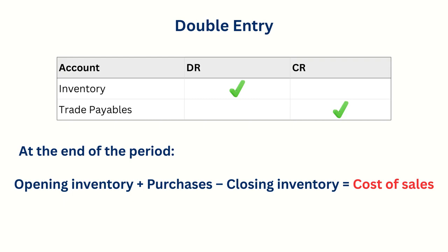When inventory is purchased on credit, we debit the inventory account because the amount of stock we hold increases. We credit trade payables because we now owe money to suppliers. At the end of the period, we adjust inventory to calculate the cost of sales. The formula is opening inventory plus purchases minus closing inventory equals cost of sales. This cost of sales figure is the amount transferred into the profit and loss account as an expense. So inventory movements impact both the balance sheet and the profit and loss.